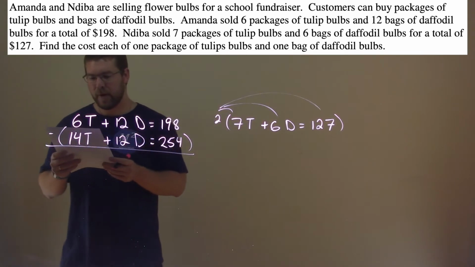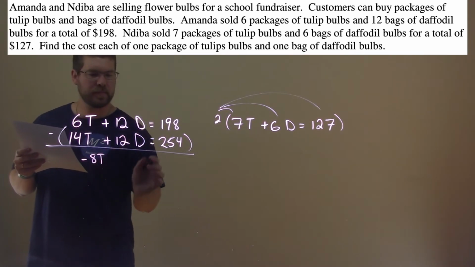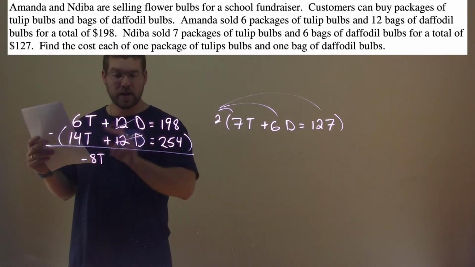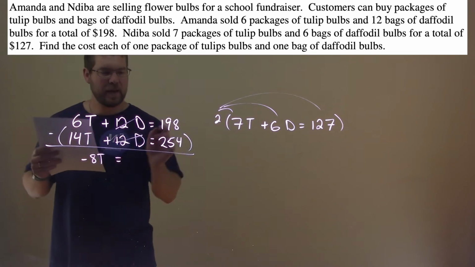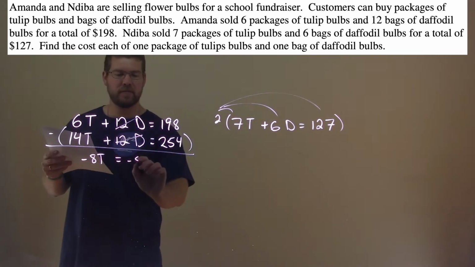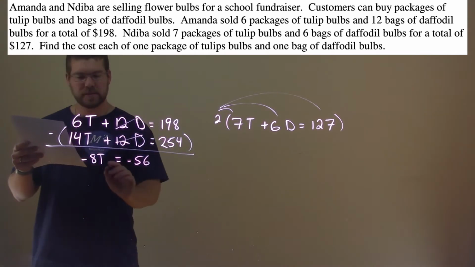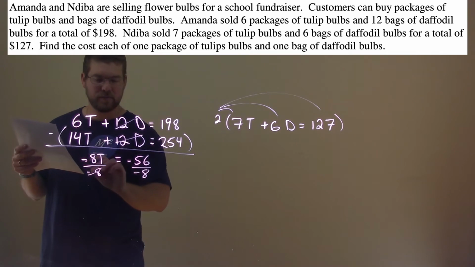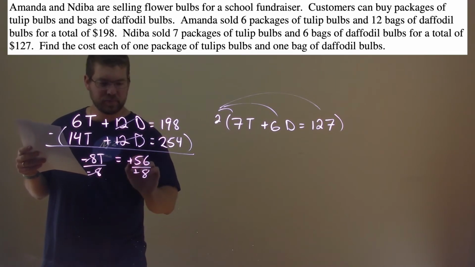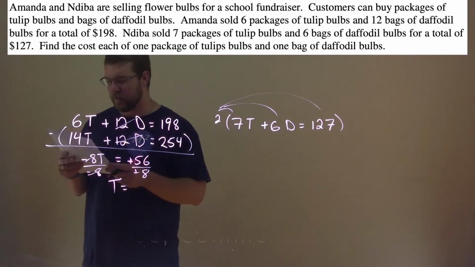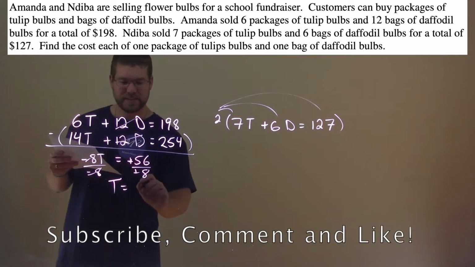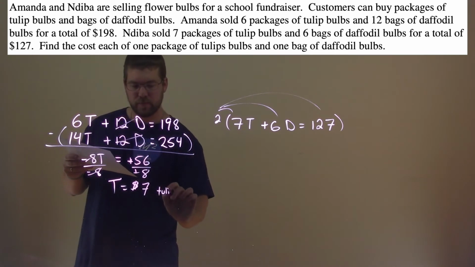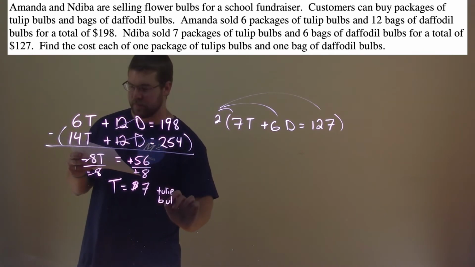If we subtract the 2, you can see on purpose that the 12s will cancel. So 6t minus 14t is negative 8t. 12d minus 12d cancels. And don't forget the subtraction goes to everything. 198 minus 254 is negative 56. Divide both sides by negative 8. The negatives cancel, and t equals 56 divided by 8, which is 7. And so 7 is the price of the tulip bulbs, or package of them.